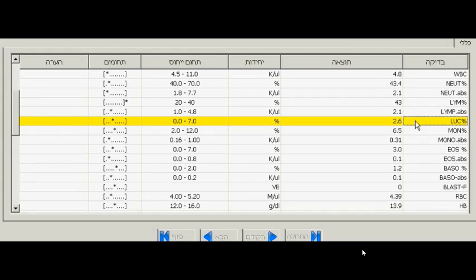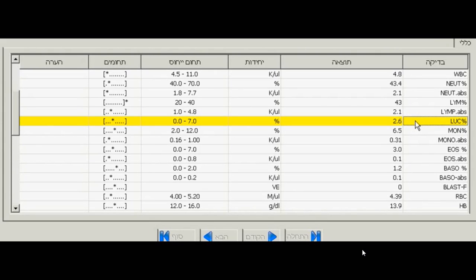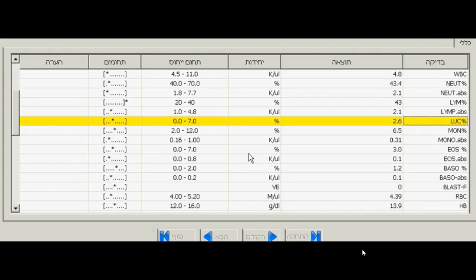of acute leukemia. Once this goes over 5%, we look at the blood smear looking for immature cells. Although the reference interval here is 0 to 7%, this varies according to age, and a very high LUC can also be found in young infants.